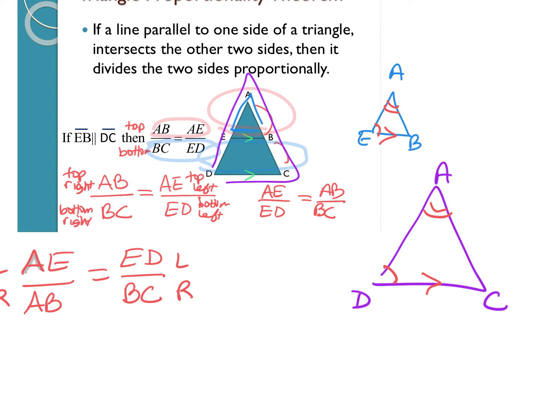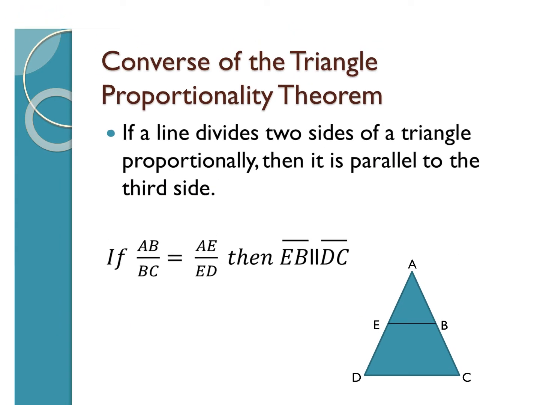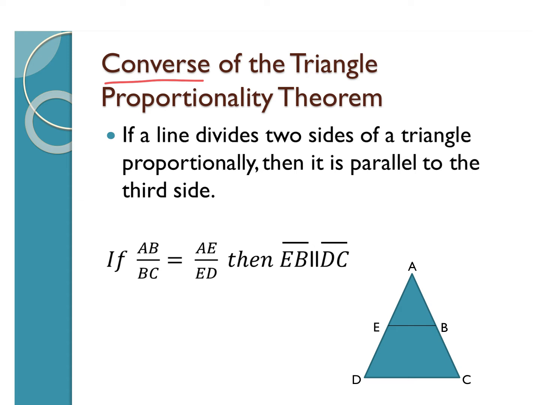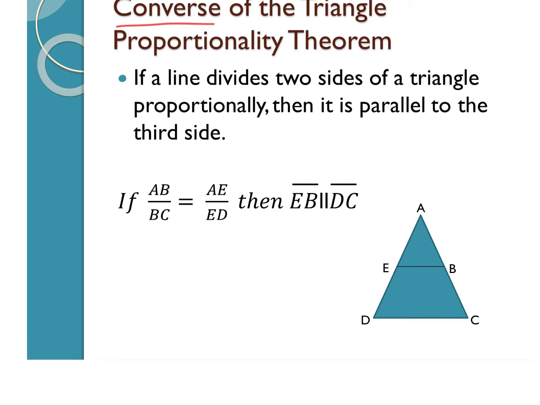Let's try the converse of this. The next slide has the converse of the triangle proportionality theorem. Remember, this switches the if and the then. So now what they're going to tell you is that if we've got proportional sides here, then we can prove that these two sides of the triangle are parallel. So if AB over BC is proportional to AE over ED, then the sides are parallel.